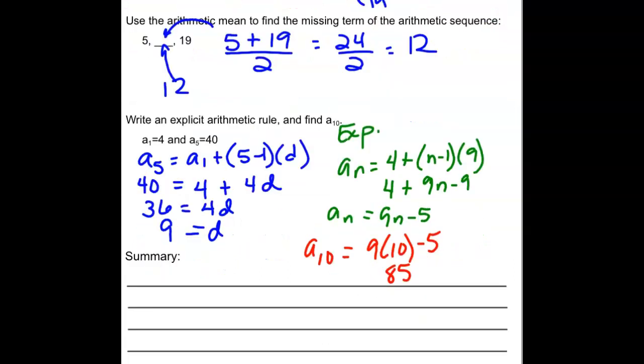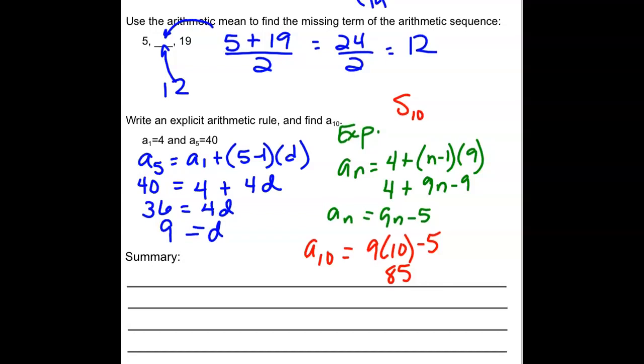And then if we wanted the summation of those 10 numbers, we can say the sum of 10 numbers is 10 divided by 2 times the first term, which was 4, and the last term, the 10th term, was 85. And our total now would be 445.